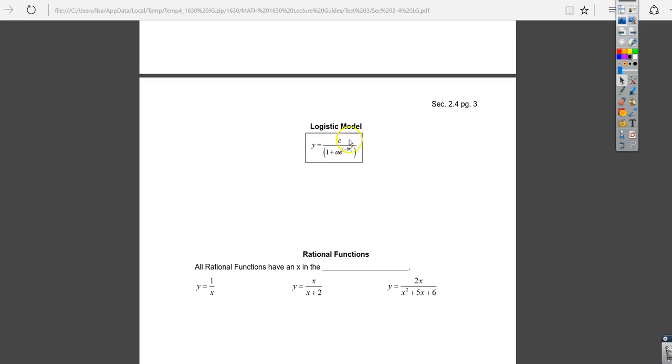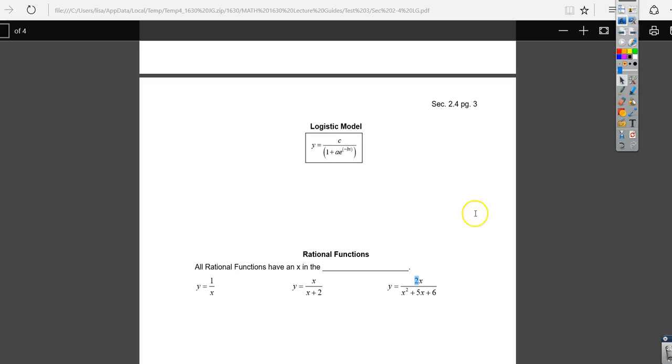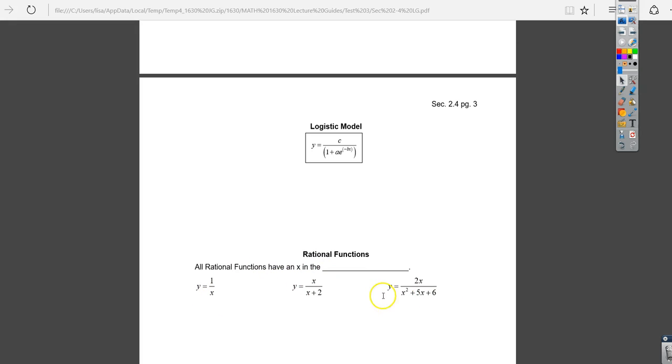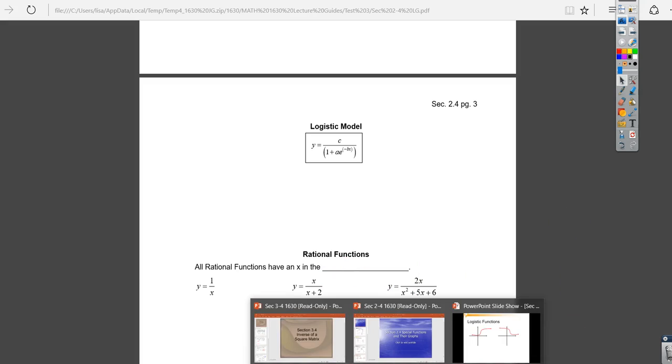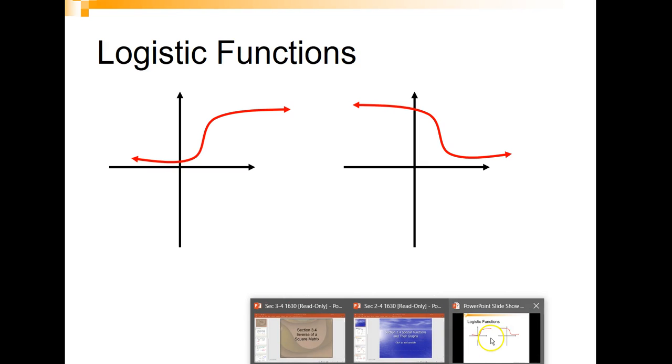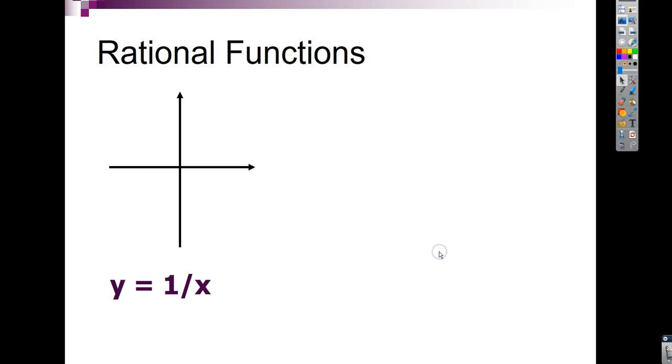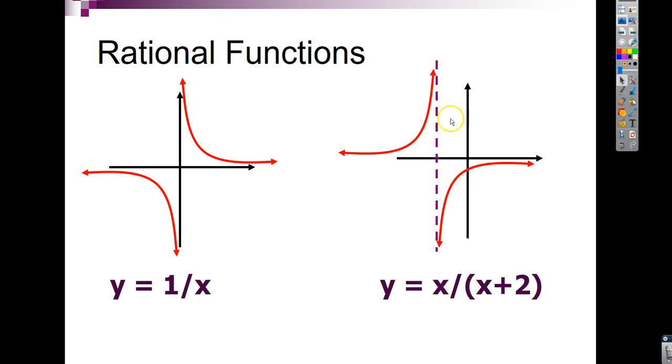And you're not going to have to do much with that, I don't believe. And all rational functions have an x in the denominator, is what that's going to be. So let's look at some rational functions. The PowerPoint. So rational is going to look like this, kind of where you have two graphs that go in opposite directions of each other.